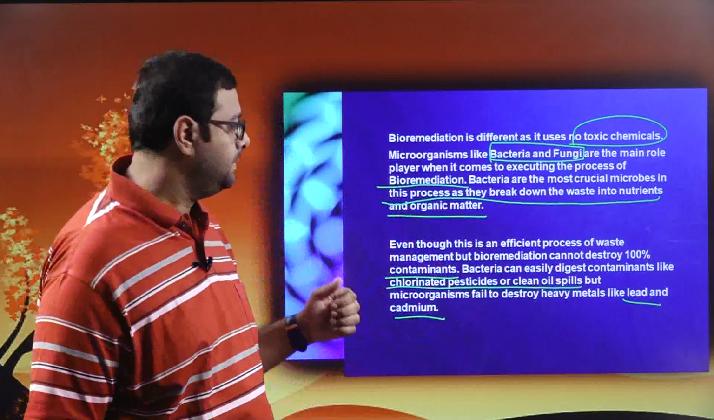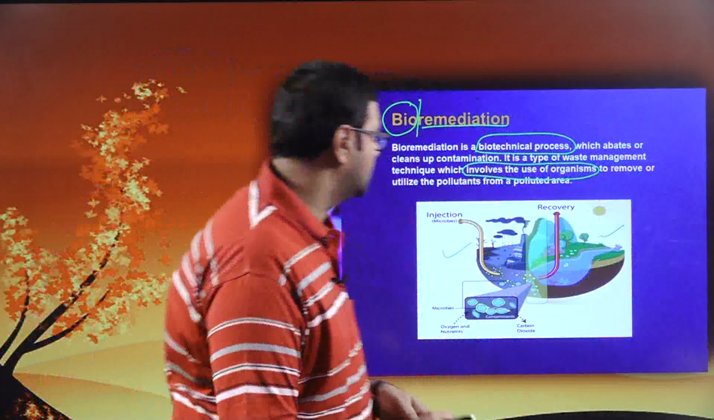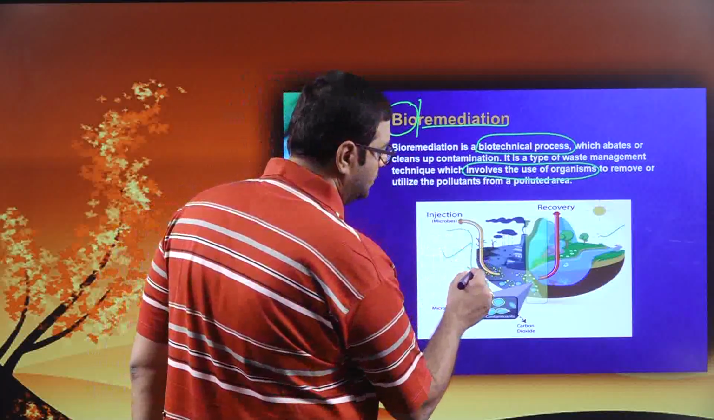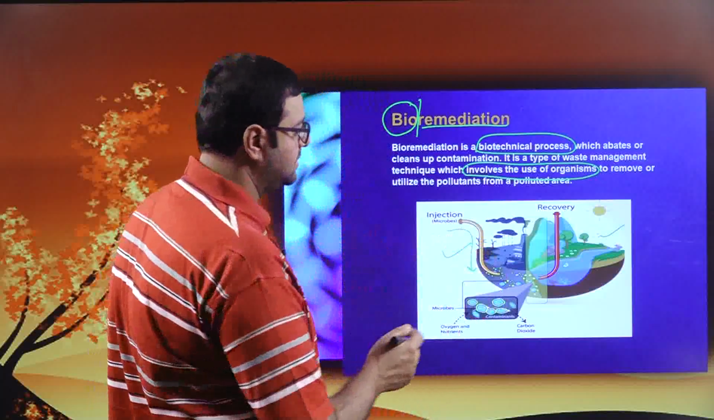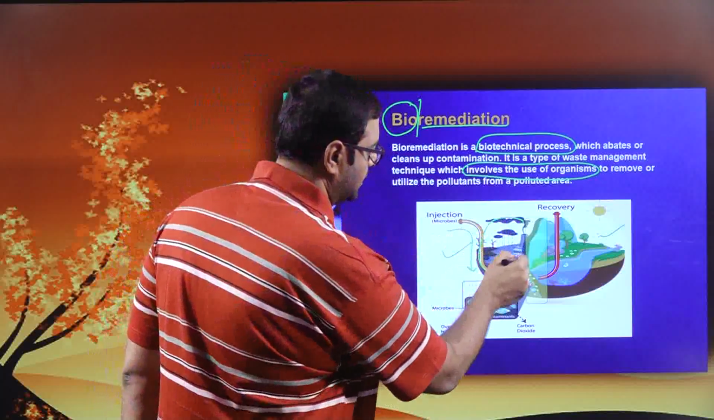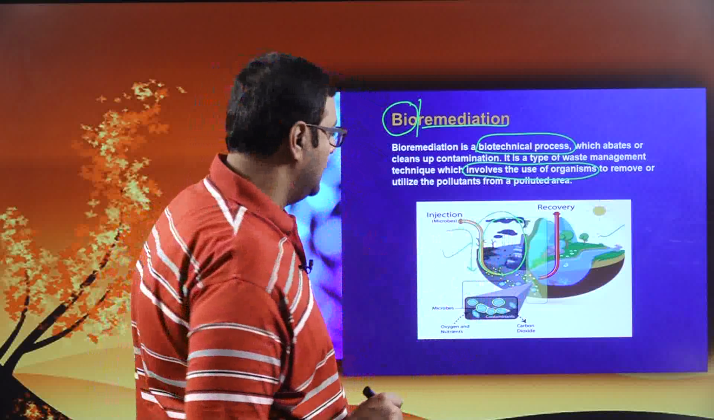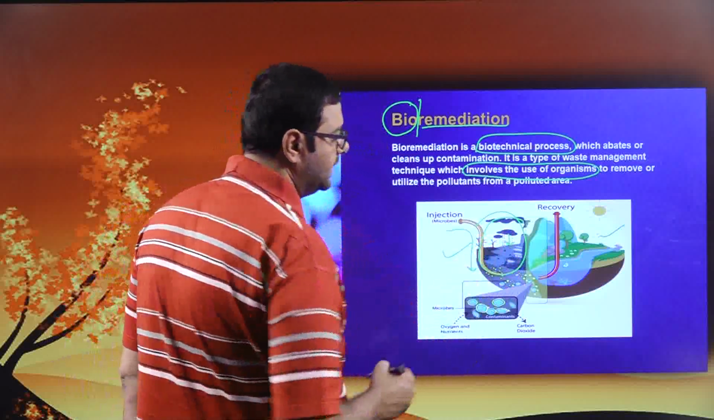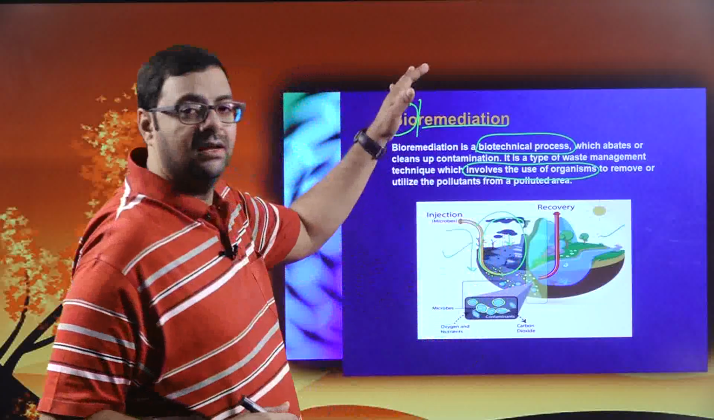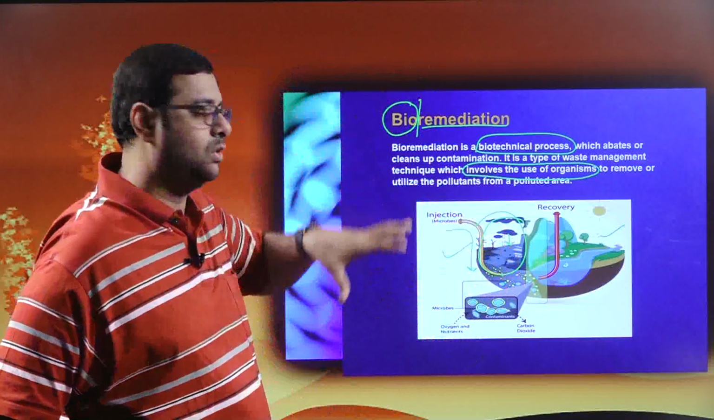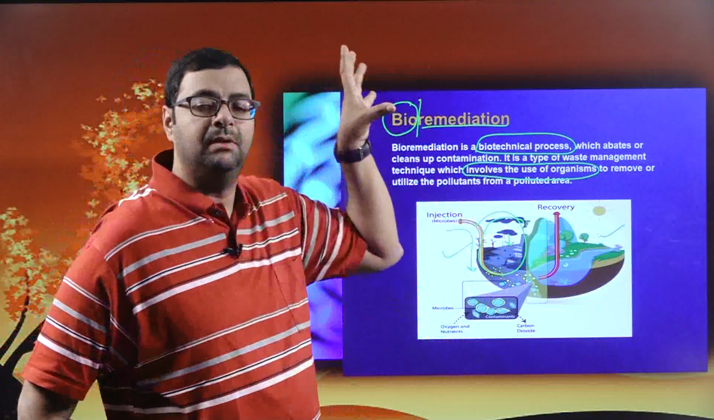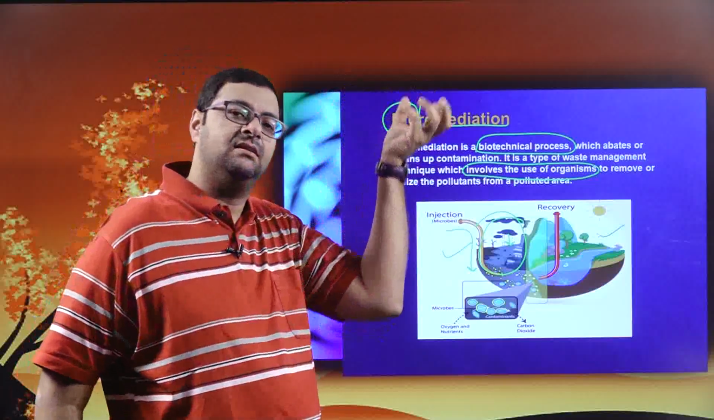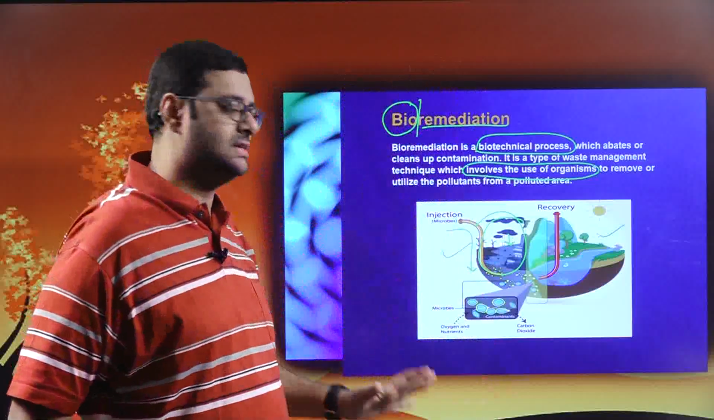Now, in this bioremediation process, what is happening? The microbes are getting injected into the soil. This is the place where there is total contamination occurring. Even the rain gets contaminated because the water vapor is going up because of the contamination. Then it gets condensed to water droplets and comes down as acid rain.